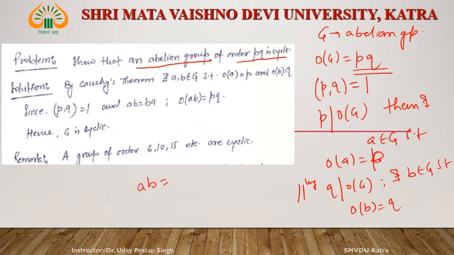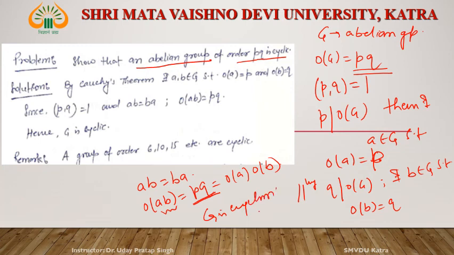Since G is abelian, therefore ab is equal to ba. It implies that order of ab is equal to PQ, right? That is order of a into order of b, which is PQ. Since there exists one element ab whose order is equal to the order of the group, it means G is cyclic, right? It means every abelian group of order PQ is a cyclic group.